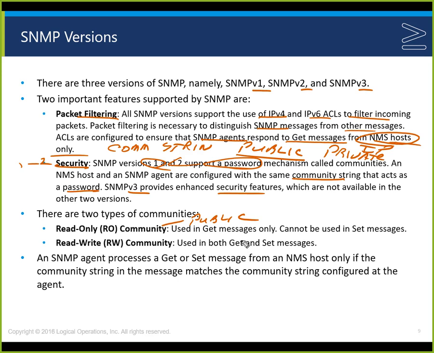And the read-write can be used for both get and set, and its default is private for the community string. Get and set messages are accepted only with the community string that matches the community string configured at the agent. Yes, been through that. Our headquarters activity decided to change the community string for us one time, and all of our SNMP monitoring went down.